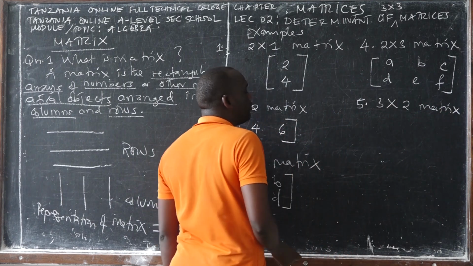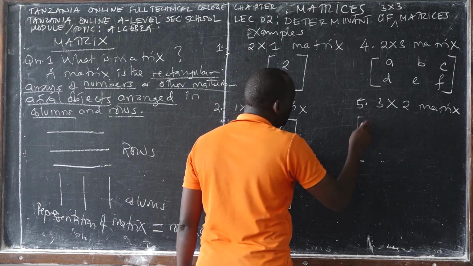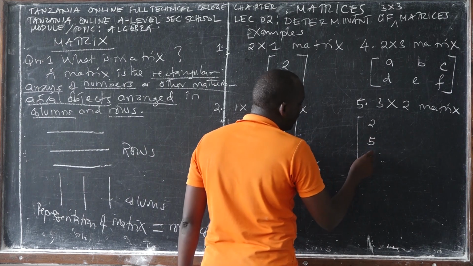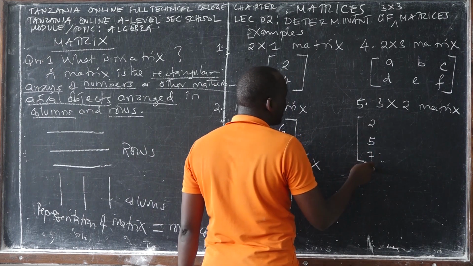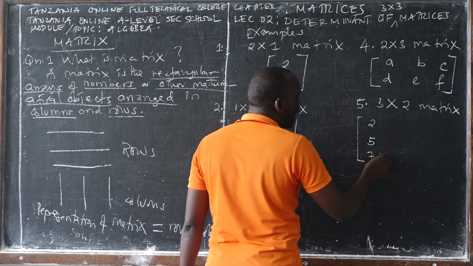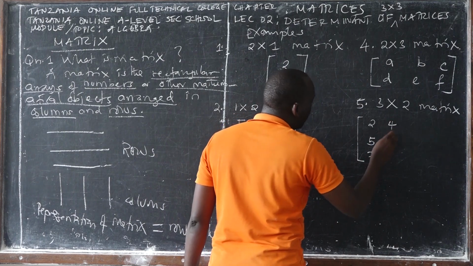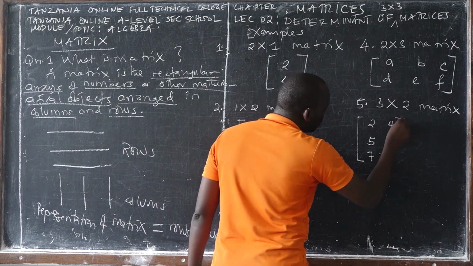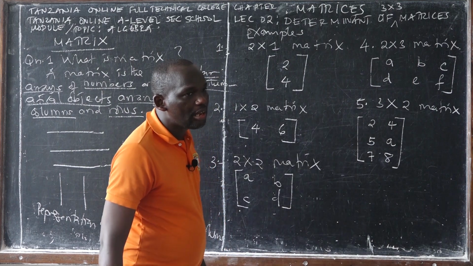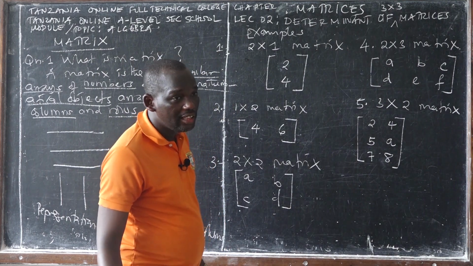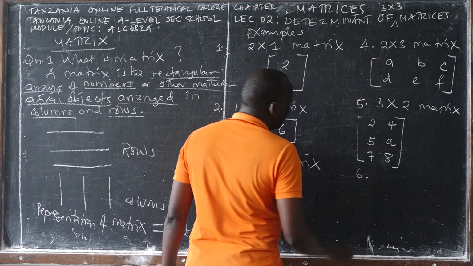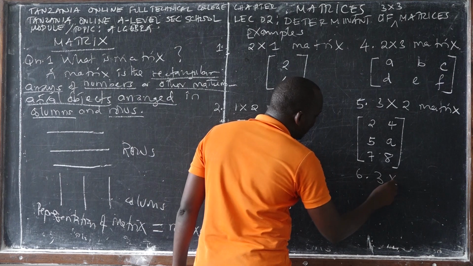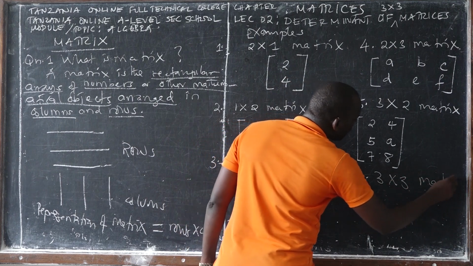Then we may be asked to show a 3 by 2 matrix. How many rows do you have? 3 rows. Then 2, let's say 5, let's say 7. These are 3 rows, right? And how many columns? We can have 4, we can have 8. So this is the 3 by 2 matrix. Are we together?